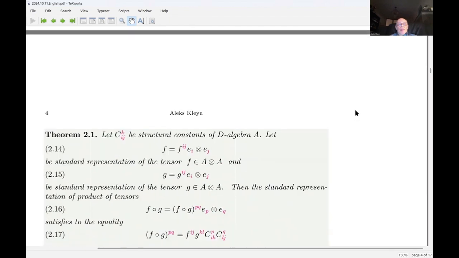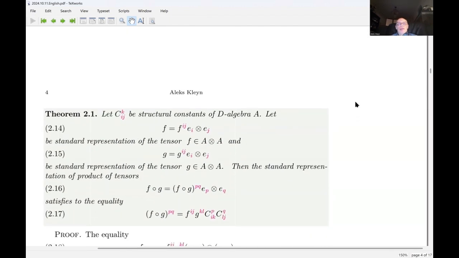Theorem. Let C be the structural constants of the algebra A. Let 2.14 be the standard representation of the tensor f and 2.15 be the standard representation of the tensor g. The standard representation of the product of tensors f and g, 2.16, satisfies equality 2.17.